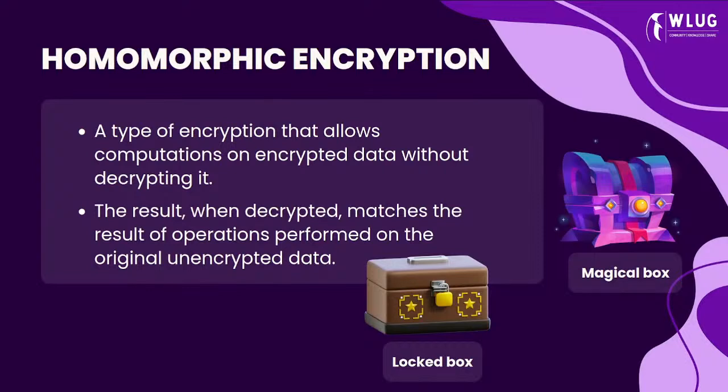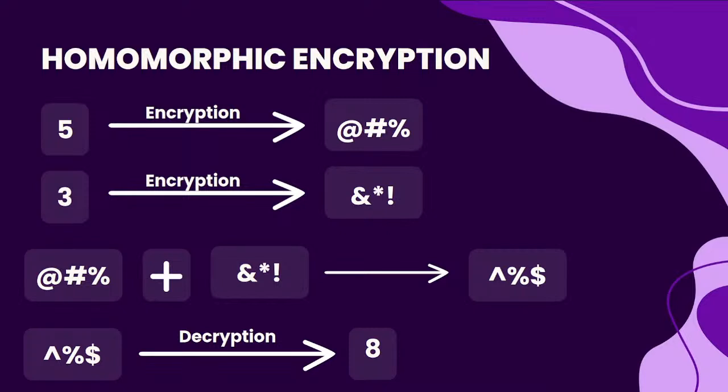Now most of the things must be cleared. Let's take an example. Let's say I am that client. I have the data as 5 and 3, and my aim is to perform an addition of this data, which means I have to perform 5 plus 3. First of all, I will encrypt 5 and 3. After performing encryption, it will be like at the rate hash for 5, and ampersand star and exclamation for 3.